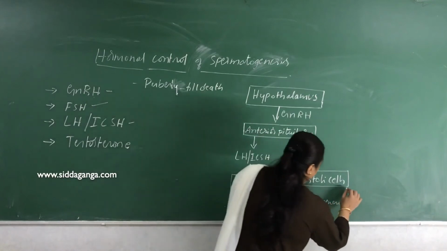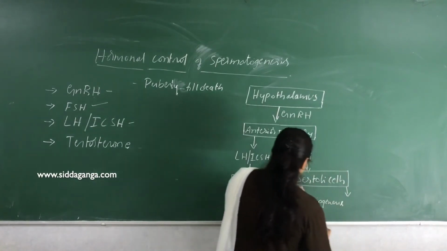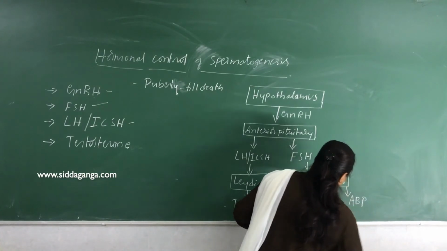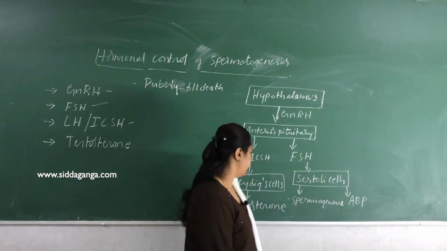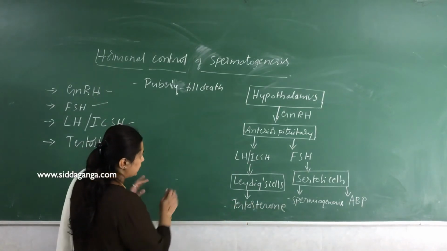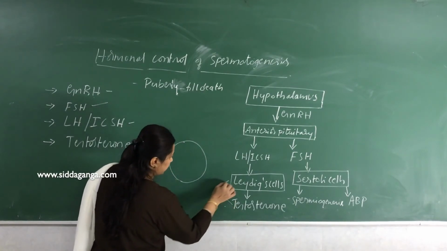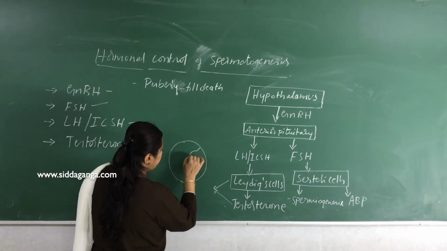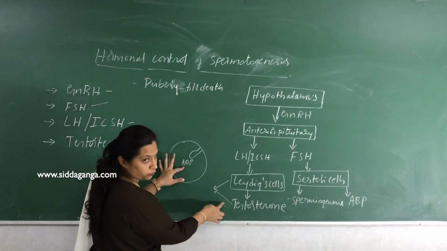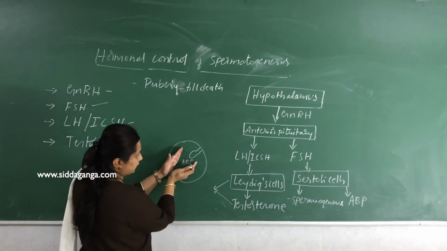Apart from that, the Sertoli cells in response to FSH also release androgen binding protein. What is the function of androgen binding protein? Its main function is to concentrate the testosterone in the seminiferous tubule. See here, this is the seminiferous tubule. Testosterone is produced outside the seminiferous tubule by which cells? Leydig cells. So ABP is released by Sertoli cells present in the seminiferous tubules. This ABP has a greater affinity for testosterone, so the testosterone can bind to the androgen binding protein. So the hormone concentration increases in the seminiferous tubule.